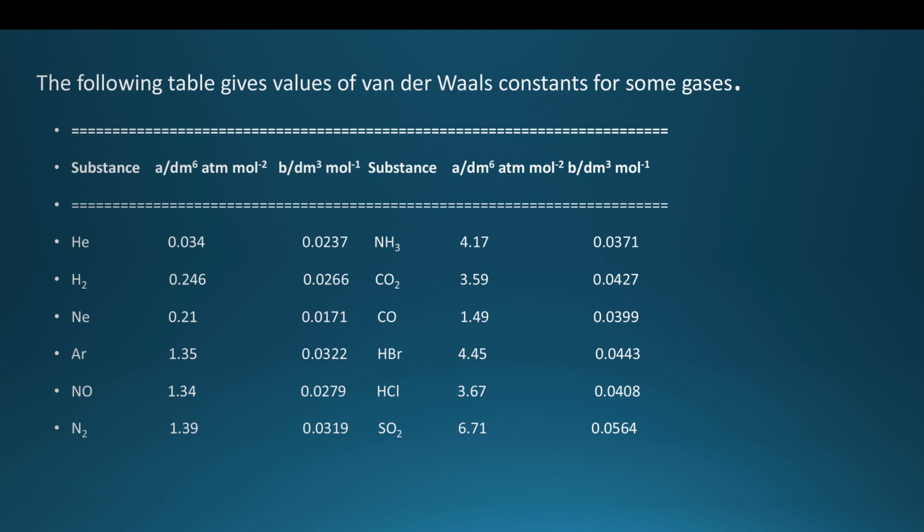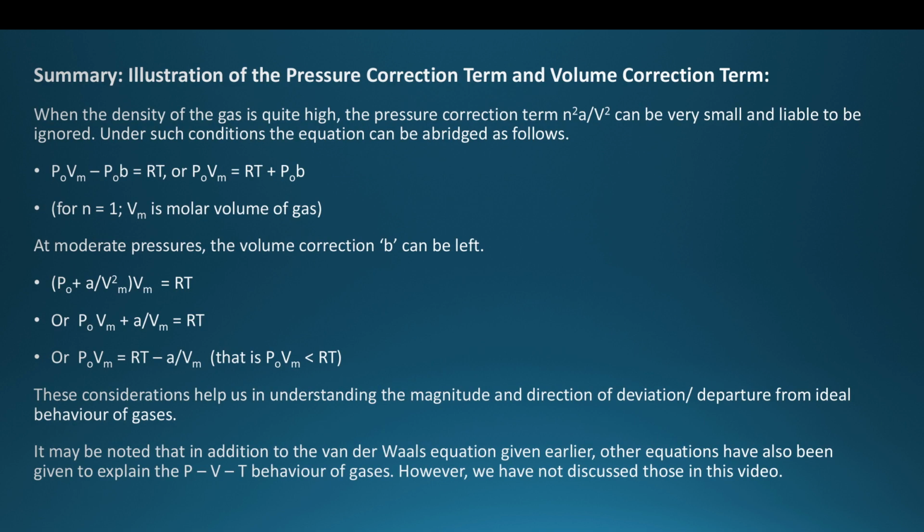Here is a table showing A and B parameters for some gases. Summary: illustration of pressure correction term and volume correction term has been summarized here.